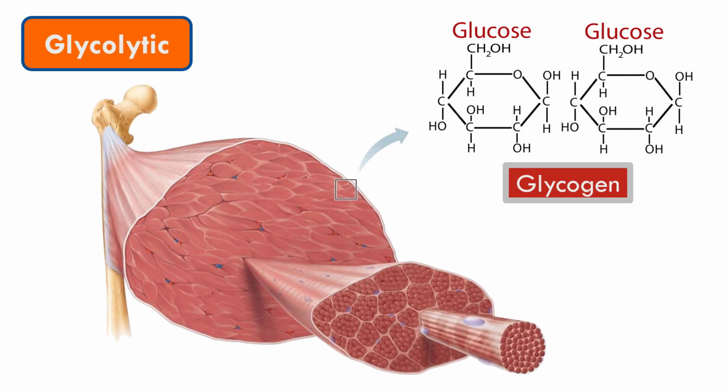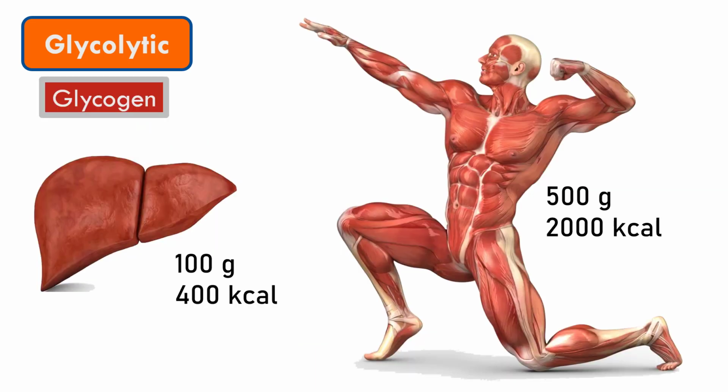So here's your glycolytic system. It's using glucose or glycogen for fuel. You have about 100 grams, or about 400 calories potential, in the liver. Obviously, if you're bigger, you'll have a bigger liver, so you have more capacity. And you only have about 500 grams, so anywhere between 1,500 to 2,000 calories, stored in the muscle tissue. So you have a limited capacity for both liver and muscle. This is the only storage place for the carbohydrate.